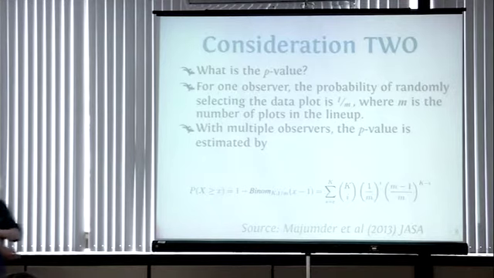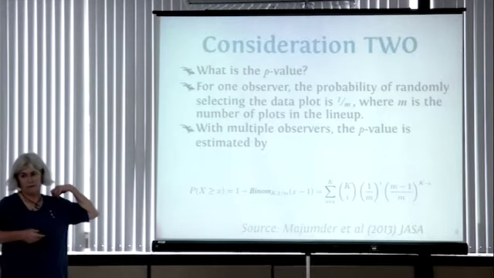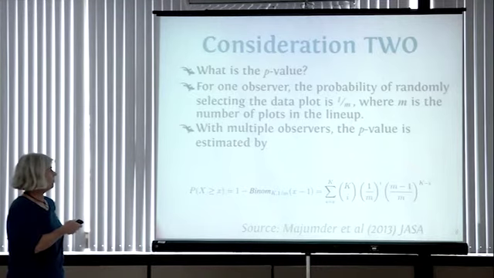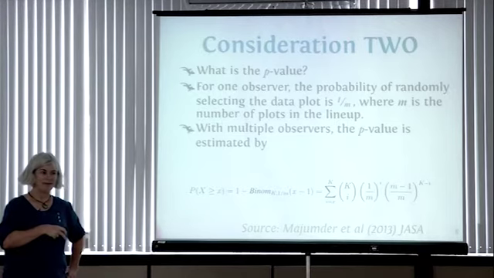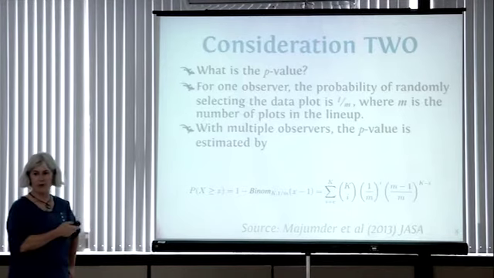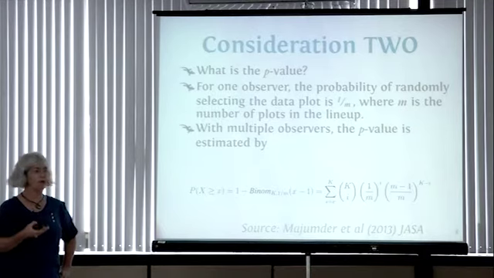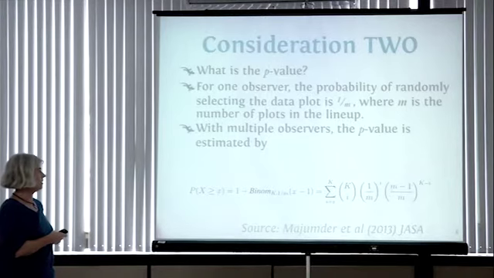Okay, so how do we put some components that quantify the result? We actually can calculate a p-value for it. In a simple setting, when I only have one person evaluating the lineup, the probability that by chance they pick the data plot is 1 over m. So that's both my type 1 error and my p-value if I've only got one observer. If I have m plots in the lineup, and I've been looking at m equals 20, then I have a 1 in m chance of picking the data plot by chance.